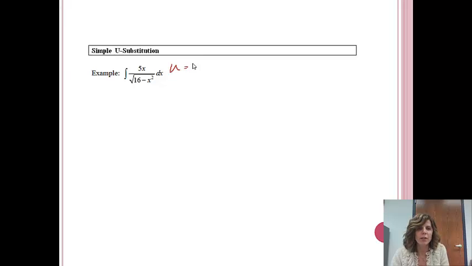So I'm going to let u equal 16 minus x squared. And then I notice that my du, the derivative of 16 minus x squared, will be negative 2x dx. And I notice that I have a 5x there. I really want negative 2x. So if I multiply by negative 2/5 on the inside, that will equal negative 2x. So I would need to do negative 5/2 on the outside.